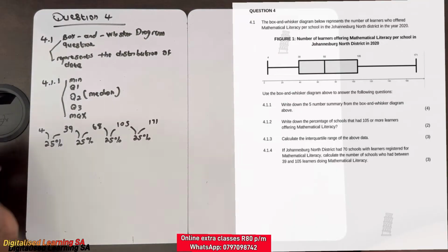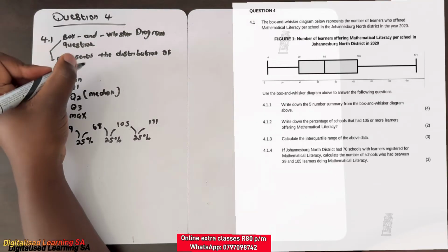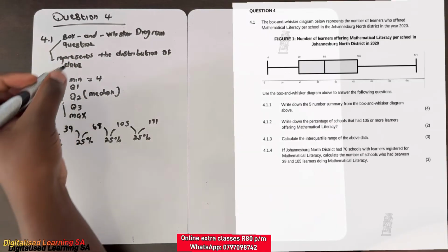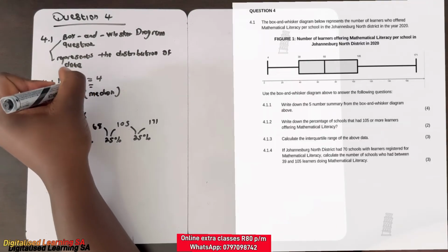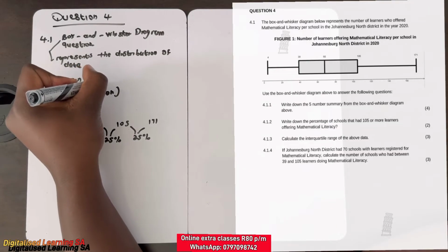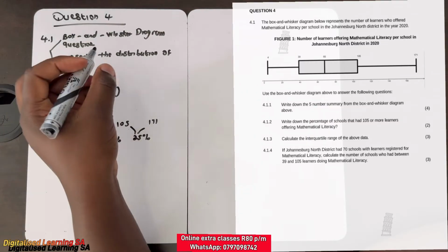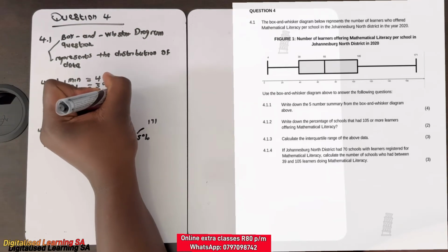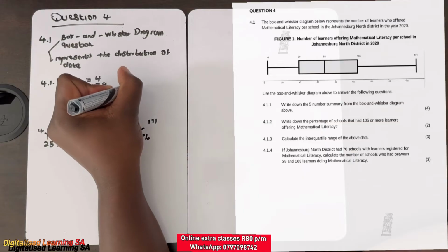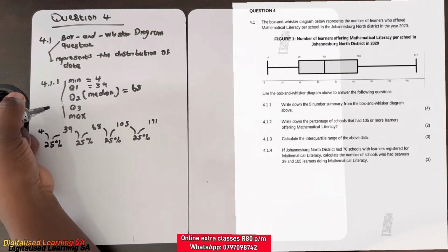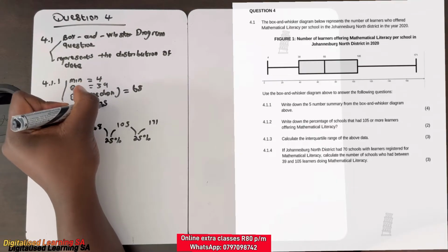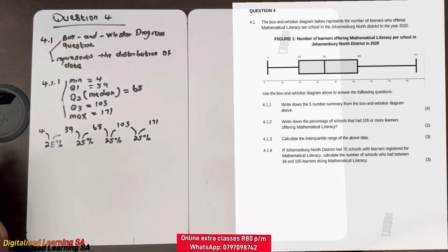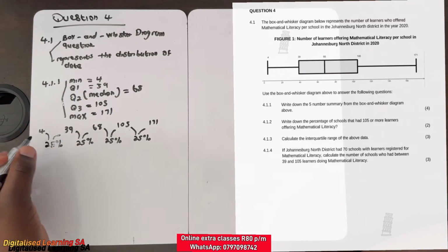So without wasting any time, let's answer question 4.1.1. The minimum is 4 from our diagram, as you can also see here. And Q1, which is quartile 1, is 39. These are free marks, guys. You should be able to get everything from this question. Then Q2, which is the median, is 68, Q3 is 105, and the maximum is 171. So now we are done with 4.1.1, and now let's move to 4.1.2.